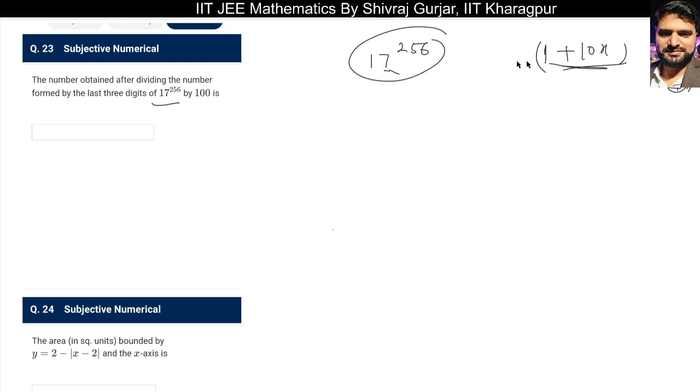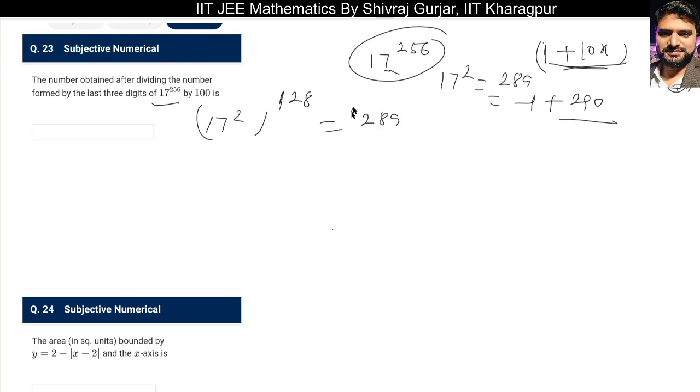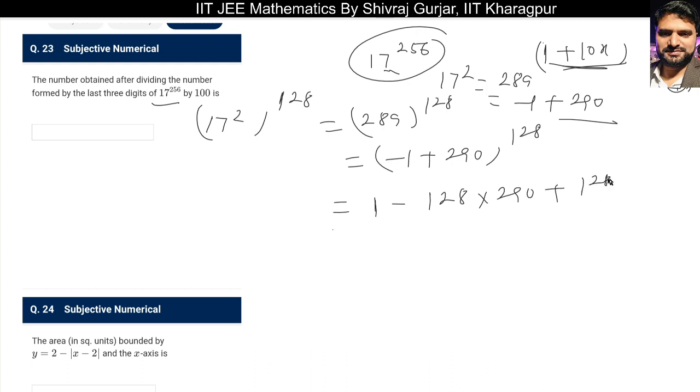Write 17 as 10 plus 7. We need 1, so let us say 17 square is 289. This can be written as 290 minus 1. So 17 square to the power 128 is 289 power 128. This can be written as 1 minus 290 power 128. That is 1 minus 128C1 into 290 plus 128C2 into 290 square.